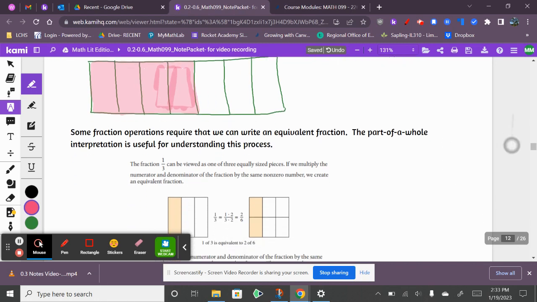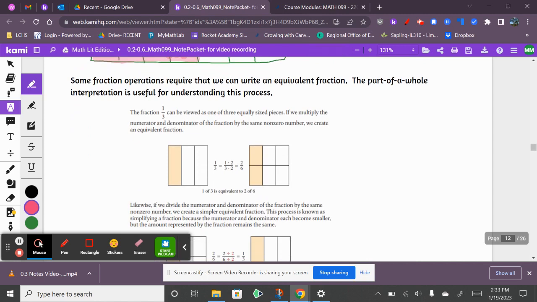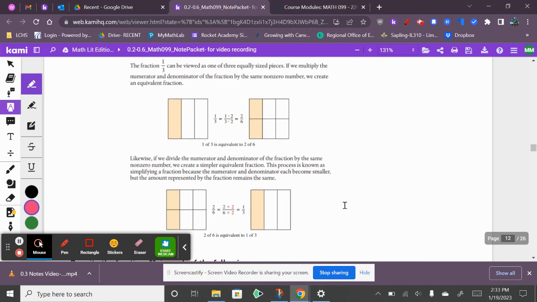Some fraction operations require that we can write an equivalent fraction. The part of a whole interpretation is useful for understanding this process. So when we think of looking at this as 1/3, if we split this up into more pieces, we can see that 2/6 still represents the same amount of area. Therefore, we have equivalent fractions.